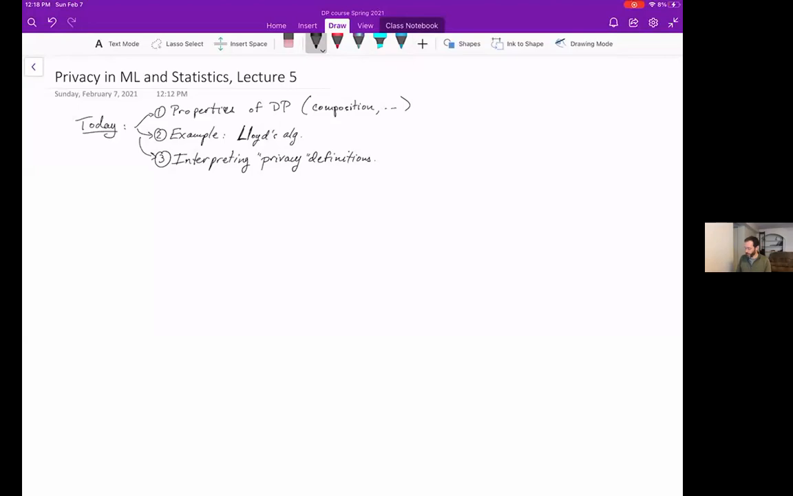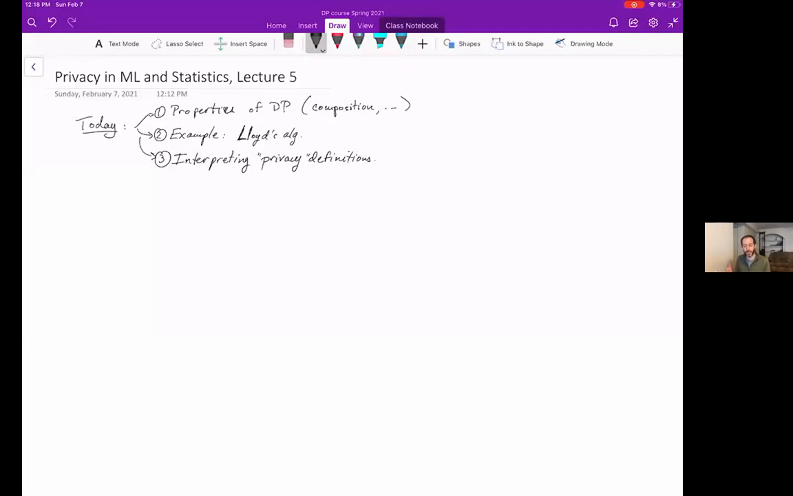Today, we're going to cover three topics. First, we'll talk about some of the general properties that differential privacy satisfies that are really useful for designing and thinking about more complicated differentially private algorithms. We'll illustrate some of these properties in the design of a differentially private version of a popular clustering algorithm called Lloyd's algorithm. That'll be part 2.